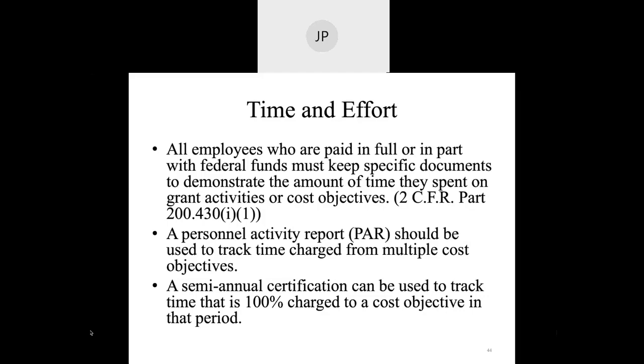So in general, a personnel activity report should be used to track time charged to multiple cost objectives, and a semi-annual certification should be used to track time that is 100% charged to a cost objective. So a PAR should be completed monthly, be an after-the-fact distribution of time, and signed by the employee and the supervisor. So remember that ESSER 1, ESSER 2, and ESSER 3 are all separate cost objectives.